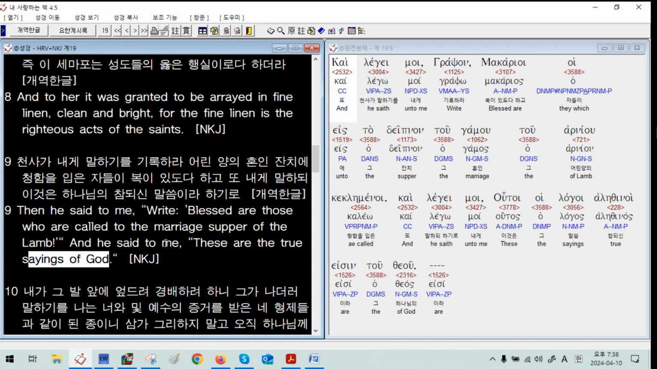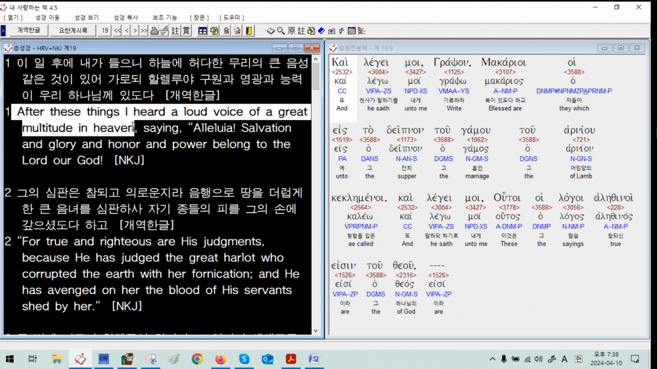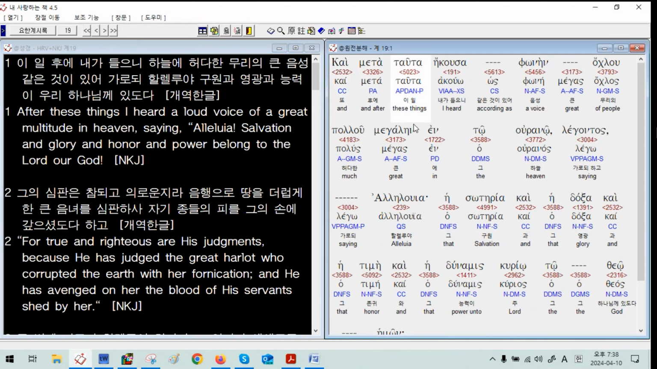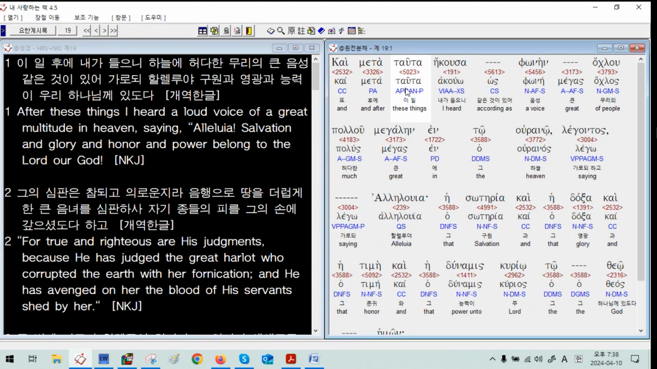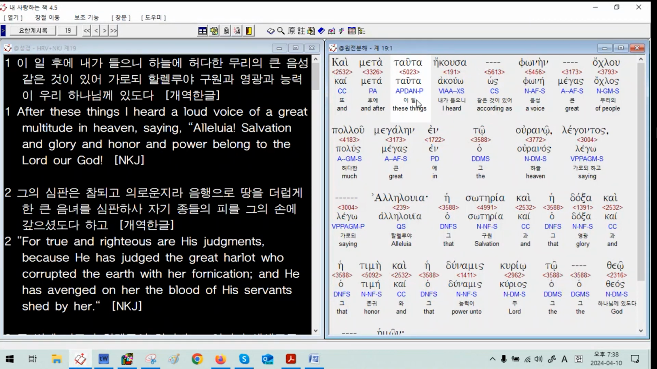Before we look at the Greek text and translate into English, let's go up to verse 1 here. It starts with, after these things I heard a loud voice of a great multitude in heaven. Right, in the Greek, this is kai meta tauta. English translates after these things. But if you look at tauta, this is also what? APD, isn't it? Which is what we are studying, demonstrative adjective, APD, right? So English translates these things.